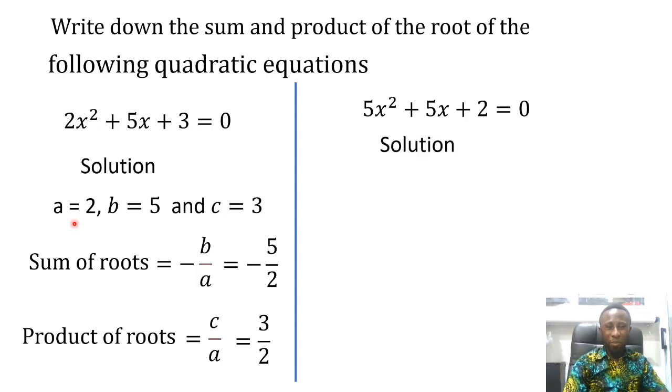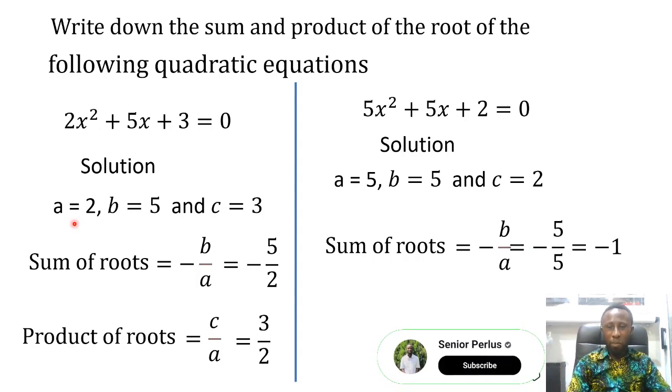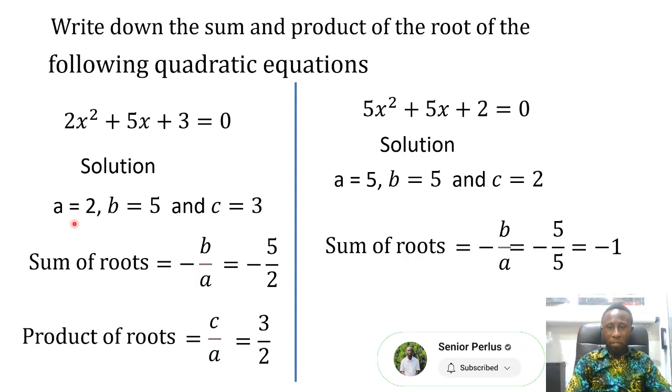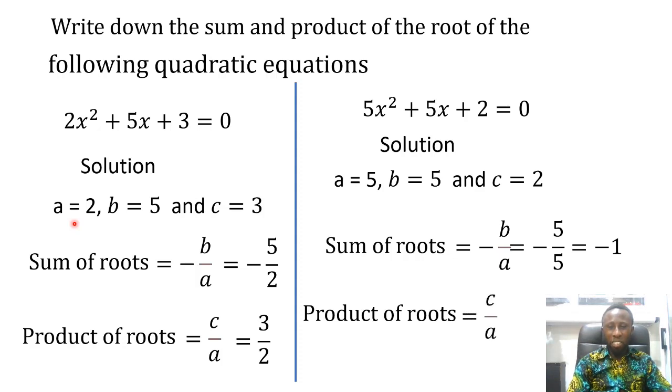Solution. So you locate your a. Your a is what? 5. Your b is 5. Your c is 2. So our sum, what do you get? Our sum is negative b out of a. Then your sum, you get what? Negative 5 out of 5. So our answer is what? Negative 1, right?